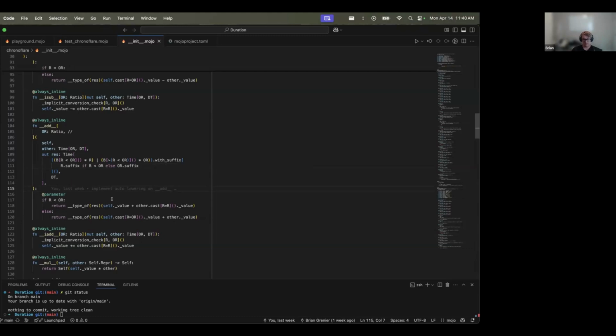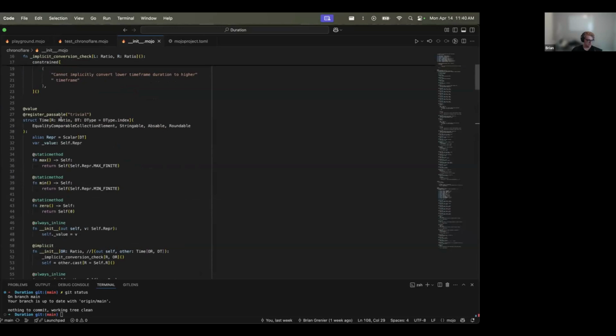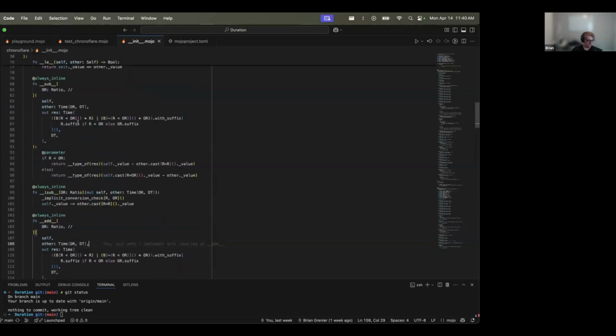So if you add like 10 minutes or like 5 seconds to 10 minutes, then you get a seconds type out of it. And I was having trouble figuring out how to do that in Mojo. And then I finally got it the other day with this kind of horrific expression in here, which basically how that's working is the ratio is encoded to the time struct. And I wrote this little piece here, which is basically doing like a branchless ternary and picking the smallest ratio, and then applying the appropriate suffix to it, which in this case will be like S for seconds.